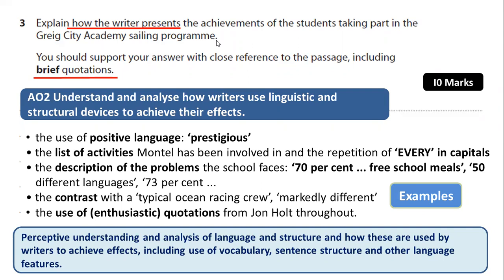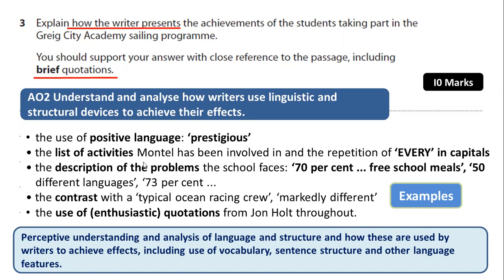So basically, we are going to look at how the writer has used language in order to present the achievements of the students. So I have given a few examples here, but this is not actually the entire answer, because you usually write the answer as an essay. It should be written in connected paragraphs, not as points. But here are a few points for you as examples. So you can basically look at the use of positive language, and you can always give quotations because you're expected to. So if you say the writer has used positive language, just make sure that you provide a quotation.